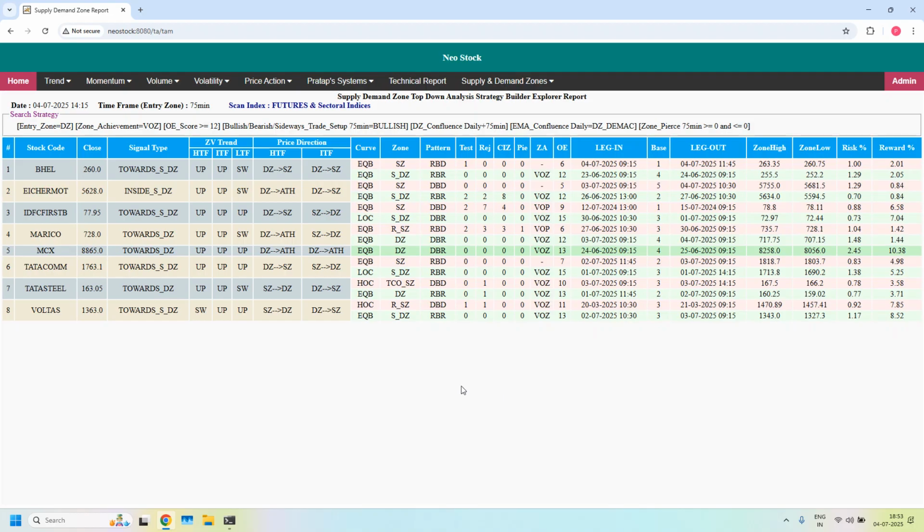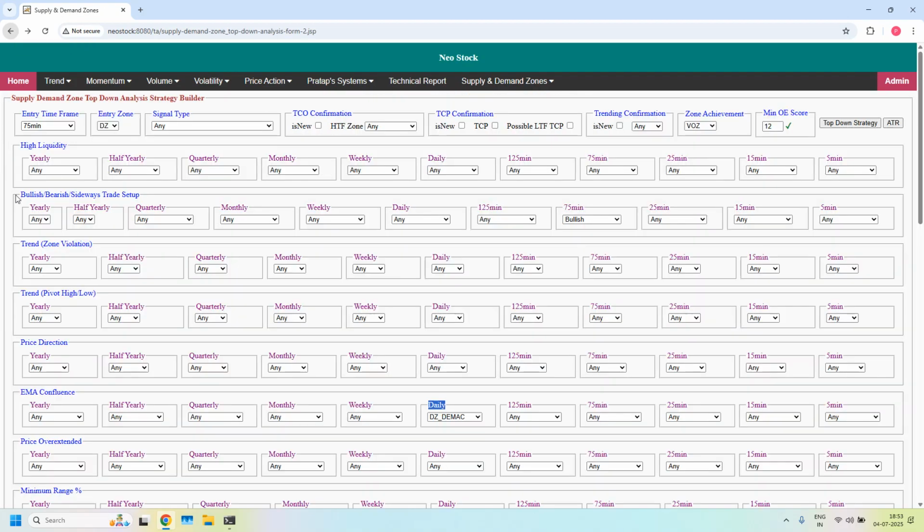Okay. This is based on LTF, ITF demand zone confluence and ITF EMA confluence strategy. Next, we will look into LTF, ITF and even HTF demand zone confluence, and after that HTF EMA confluence strategies. Let us apply. Okay, I am moving on to the next page.